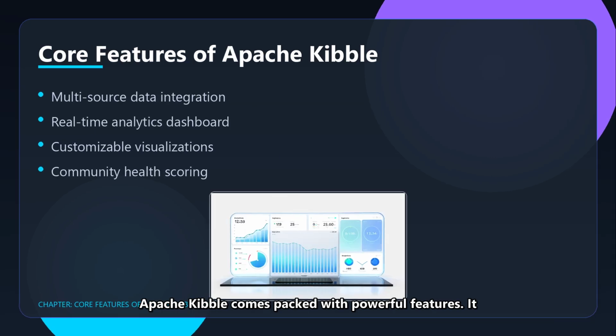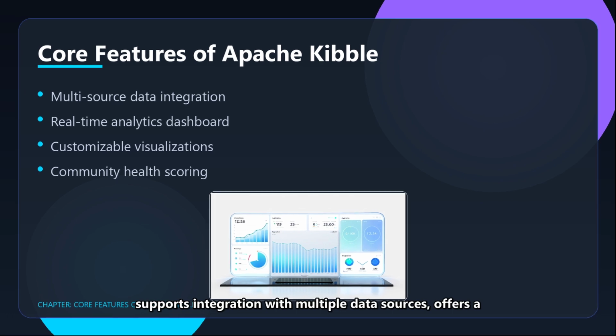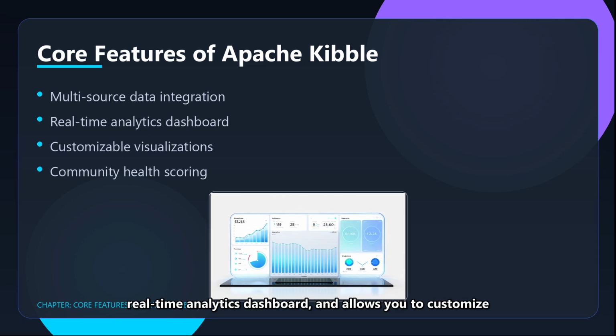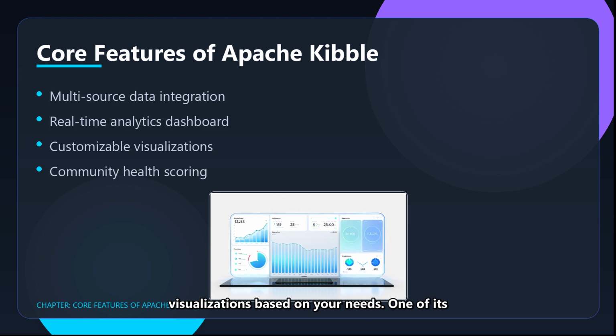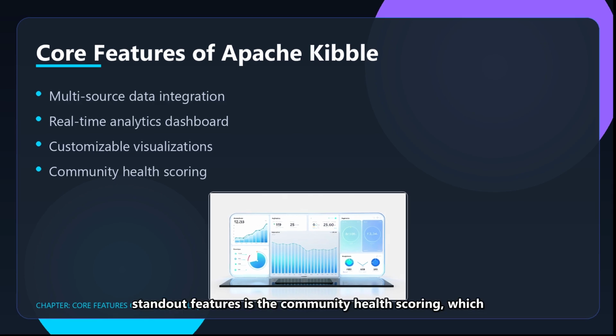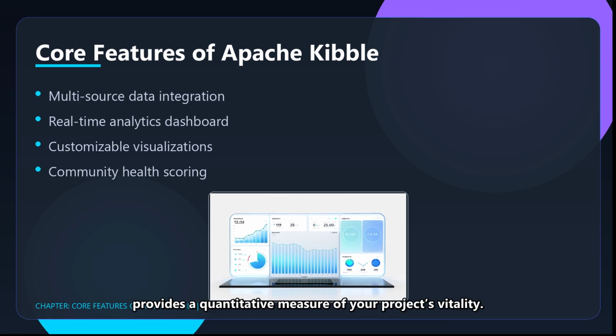Apache Kibble comes packed with powerful features. It supports integration with multiple data sources, offers a real-time analytics dashboard, and allows you to customize visualizations based on your needs. One of its standout features is the community health scoring, which provides a quantitative measure of your project's vitality.